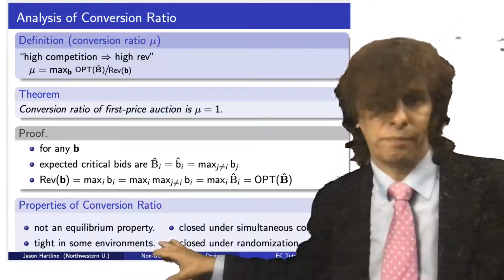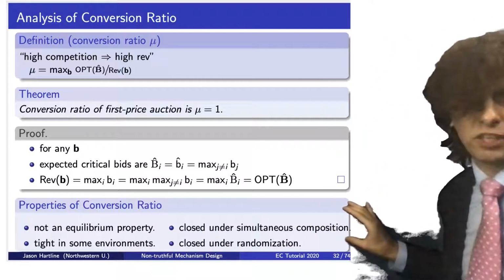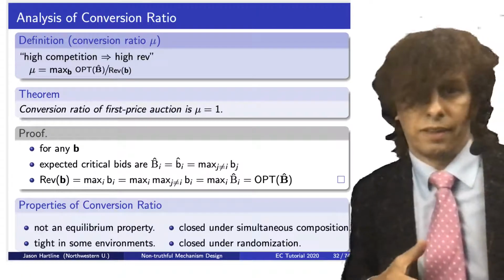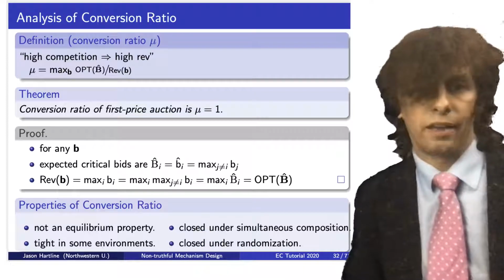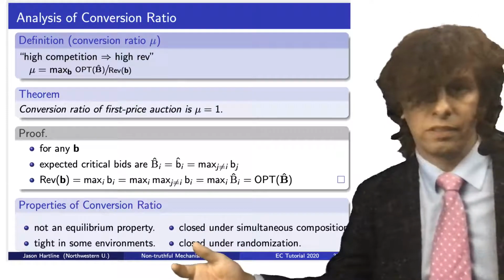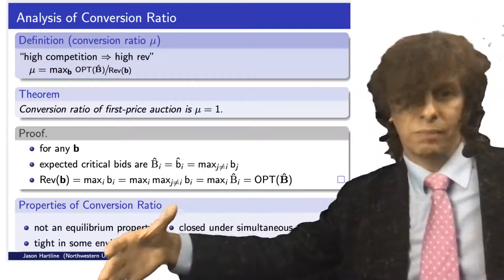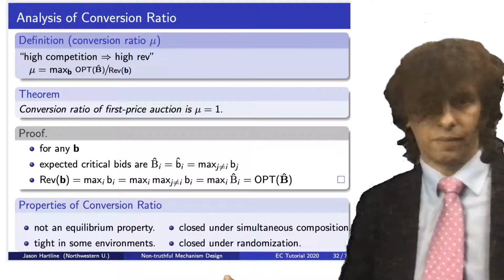It's closed under simultaneous composition, meaning if I have some auctions that each have some conversion ratio, and I want to run all these auctions at once, then the conversion ratio of the composite mechanism is equal to the worst conversion ratio of any of the individual mechanisms.